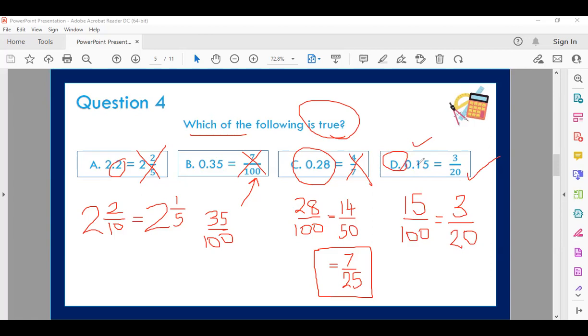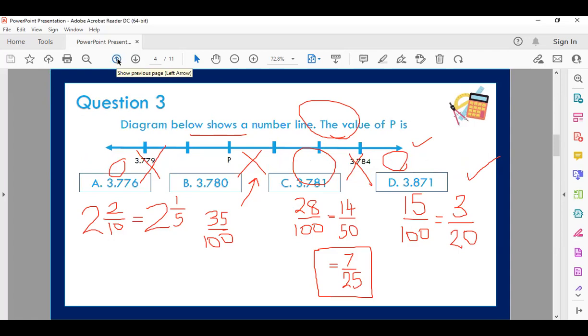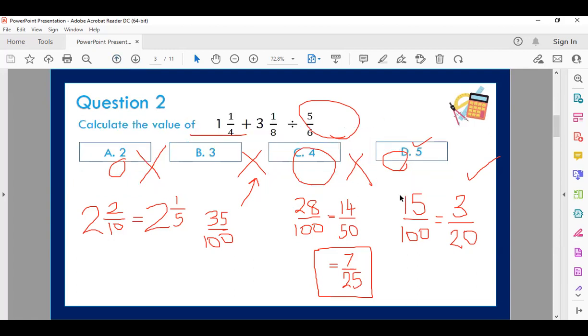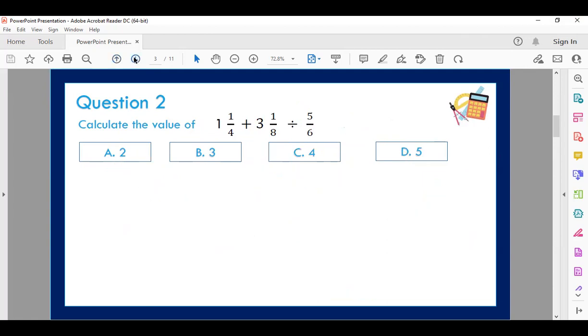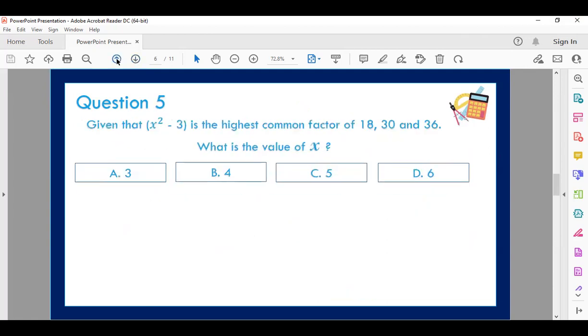All right, guys. I hope, oh my gosh, I forgot to keep count of it. Hold on, I need to record. So this is question 4 and our answer is D. Let me just go back to the earlier question. P is 3.781, which is C. And then going up further, number 2 is D. So I've got my records now. Okay, now we are at number 5.